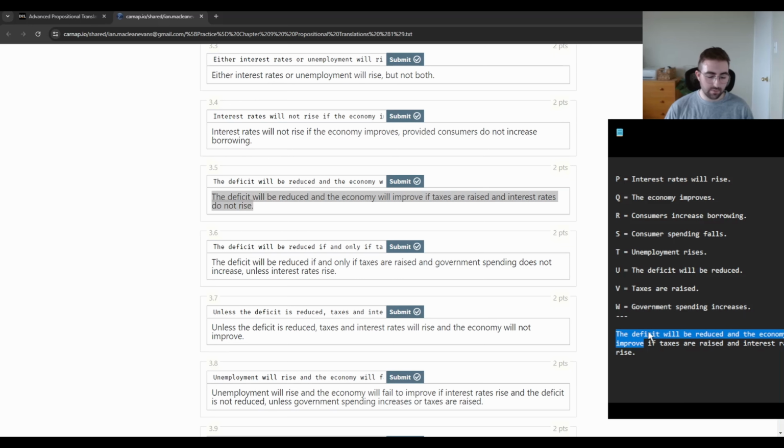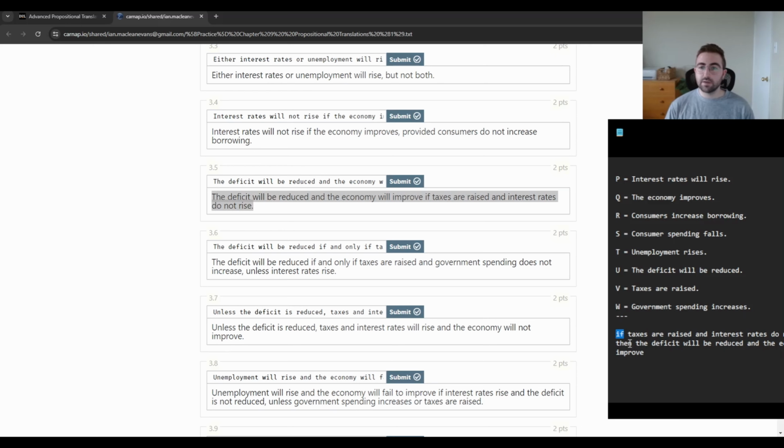So actually, to get rid of this stylistic variation, we will take this first half and stick it on the end, because the sentence is really saying, if taxes are raised and interest rates do not rise, then the deficit will be reduced and the economy will improve. So that's good. That's stylistic variation that we made more standard by making it a clear if-then. Good. All right. So what is our main connective?